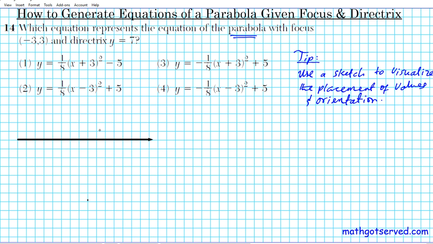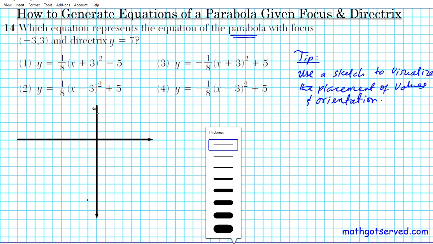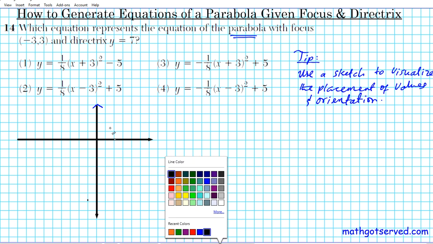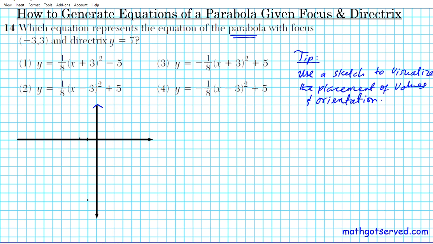So what is the opening of our parabola? That would tell us if it's going to be y equals or x equals. If you look at the options that we have right here, it automatically tells us it's going to be y equals. So it's going to be an up or down orientation in the direction of the y-axis. Now, let's sketch the focus first. Negative 3, 3. So 1, 2, 3, and then go down.